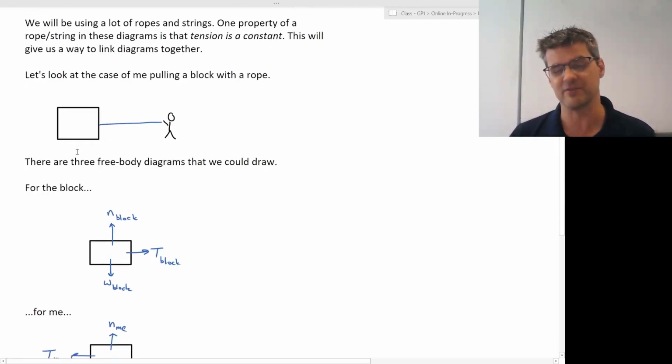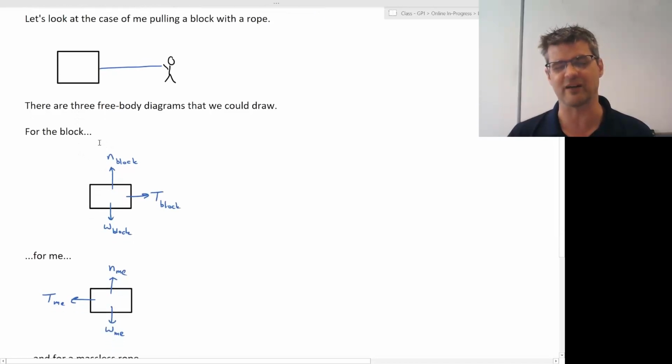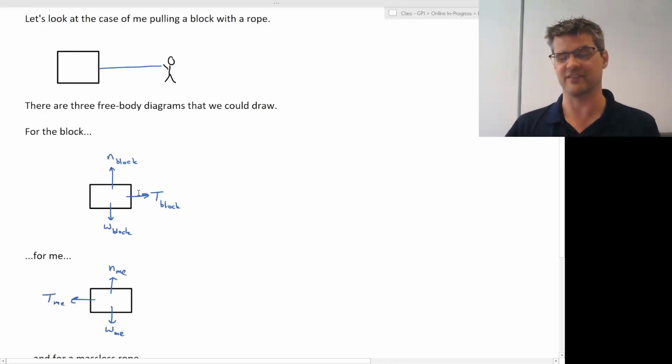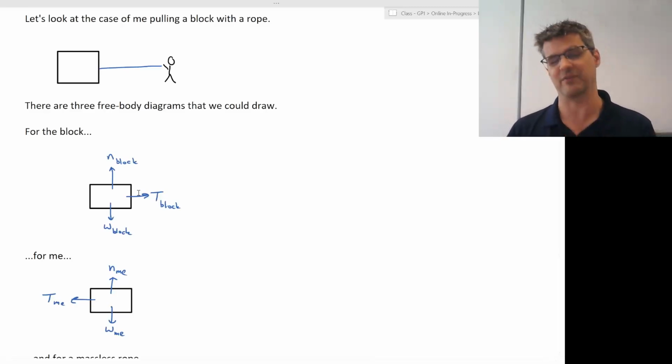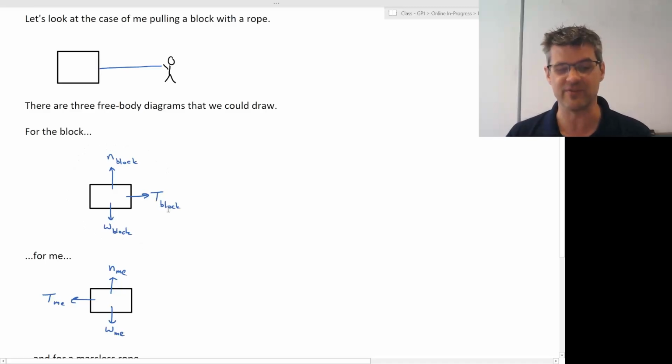So if I was to specialize and look at the block by itself, I see that the block is probably sitting on the floor, so the floor is putting some force on it. That force is a normal force. The block has some mass, so it has an attraction towards the earth. It has some weight. But there's a string tied to it, and the string probably has some tension. How big is the tension? I don't know. That's probably something that I need to find. But these are the three forces that are acting on the block.